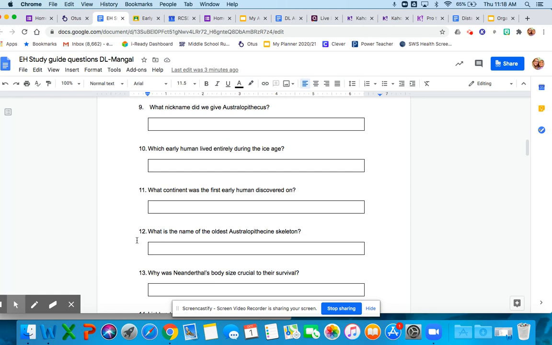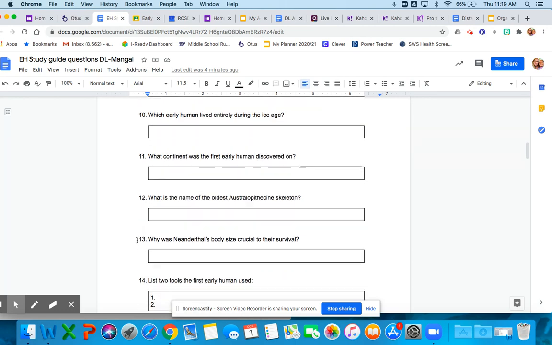So that would be the Neanderthal. The Homo erectus lived during the Ice Age at the end of their time here on Earth. And also we did, the Homo sapiens. That was at the beginning. So, but the only human to ever live their entire existence during the Ice Age would be the Neanderthals.